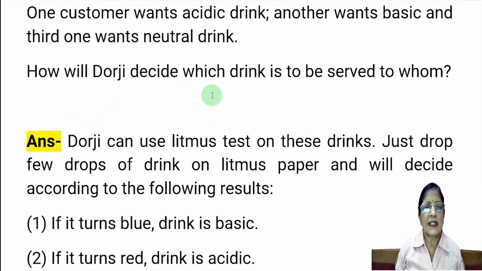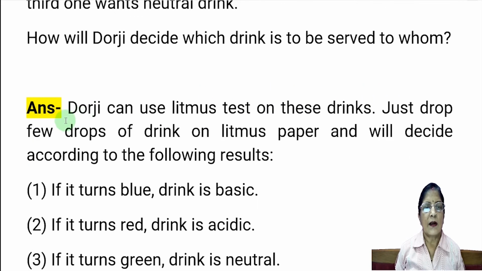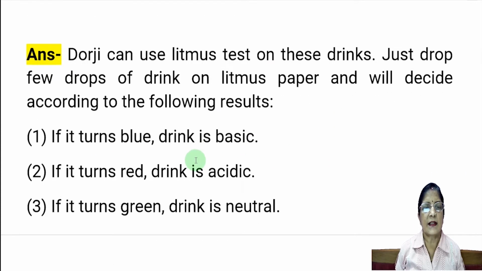How will Dorji decide which drink is to be served to whom? Answer. Dorji can use a litmus test on these drinks. Just drop a few drops of the drink on litmus paper and decide according to the following results.